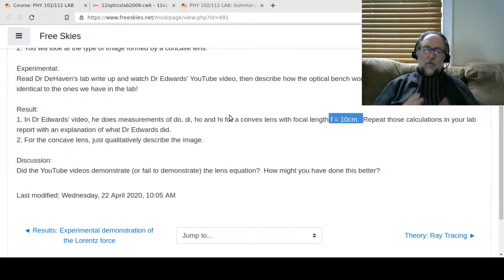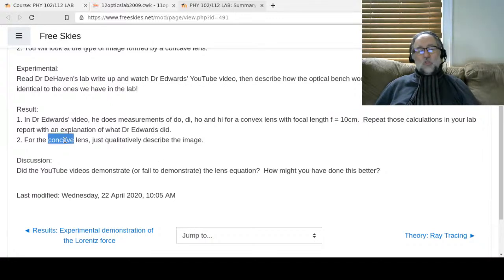He does a pretty good job, but repeating it, I know that's not as good as doing it yourself, but at least you get to see how you crunch through the equations and verify it. And then for the concave lens, I've got that last video, just watch it and you'll see he's got two concave lenses, and something which produces some parallel beams, and you'll see how the rays are actually diverged by the lens.